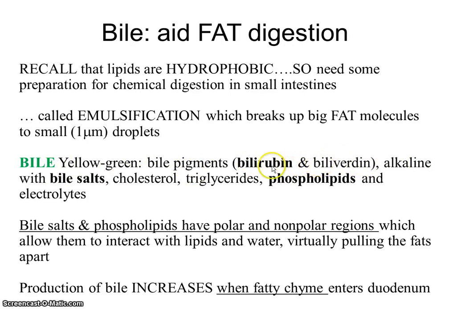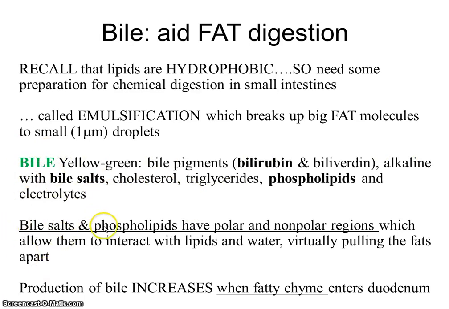Bile has a lot of different things in it, including the chemical breakdown products of hemoglobin, right, bilirubin and biliverdin, and they give that color to bile. It is alkaline because we're going to be dumping this in the duodenum, right, and the duodenum is alkaline in nature. Bile salts are going to help with the process of emulsification. There's cholesterol, there's triglycerides, phospholipids, and electrolytes in bile. So it's a very complex mixture that we just refer to as bile.